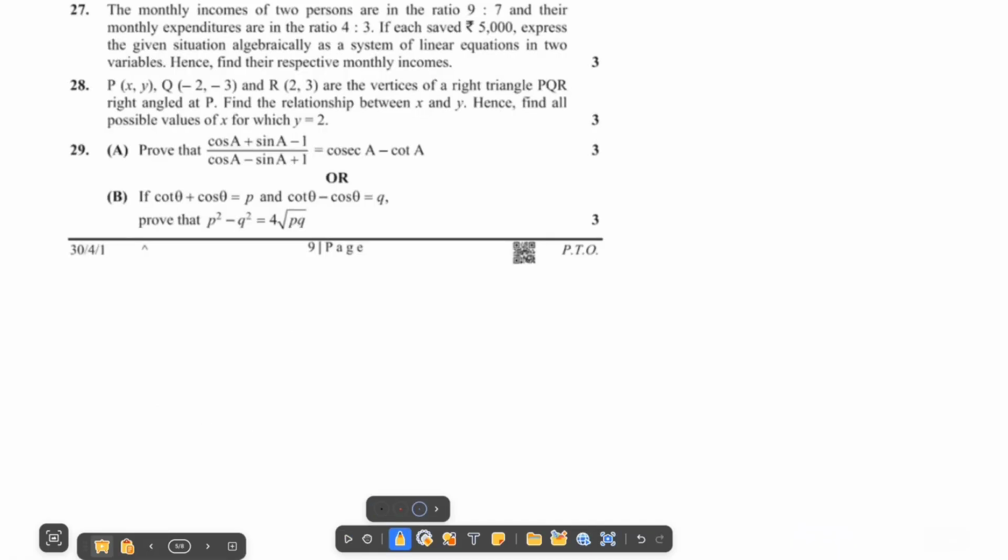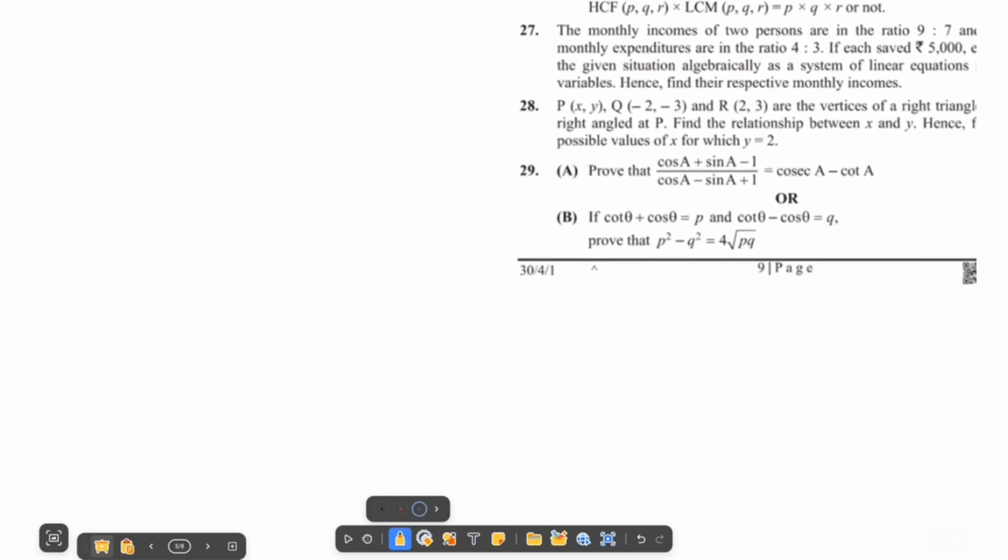So next, 29th B question is, if cot theta plus cos theta is equals to P, cot theta minus cos theta is equals to Q, then we have to prove that P square minus Q square is equals to 4 times root PQ. So let's find it. So write what is given.